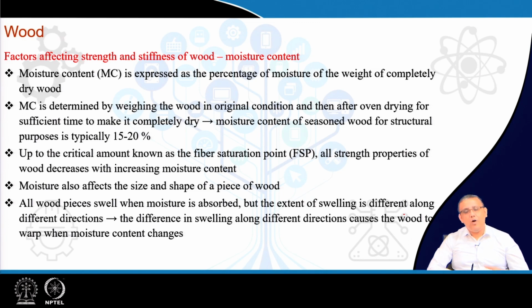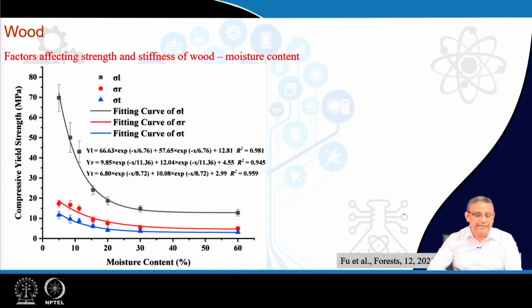Now, typically if we plot the strength and stiffness of the wood with the moisture content, as the moisture content increases, the strength and stiffness typically decrease, as is being shown over here. Here you see that along the y axis we have the compressive yield strength along different directions, and again you can see that sigma L, which is the strength along the cell direction, is much higher than sigma R and sigma T, the tangential and the radial directions.